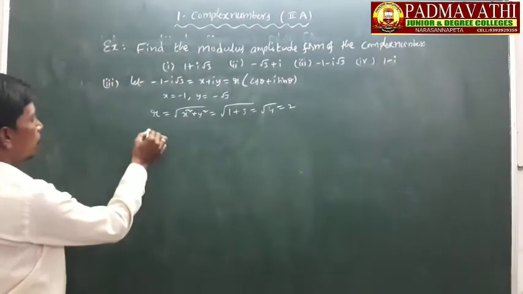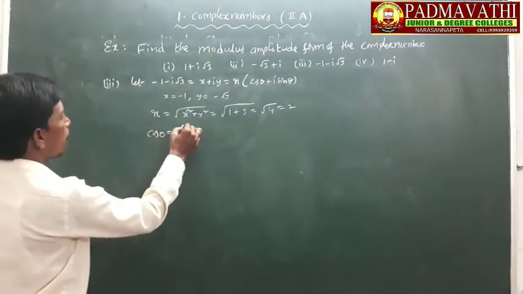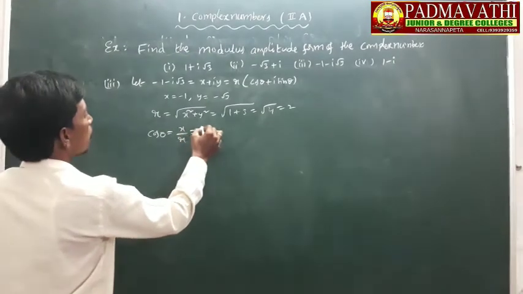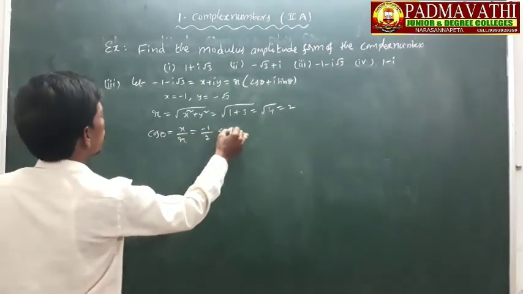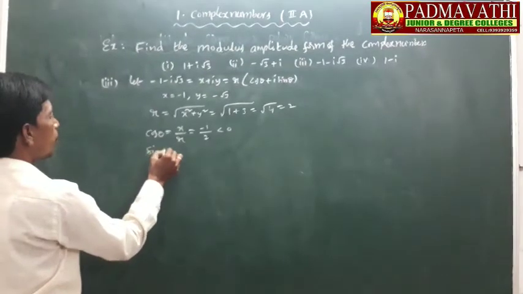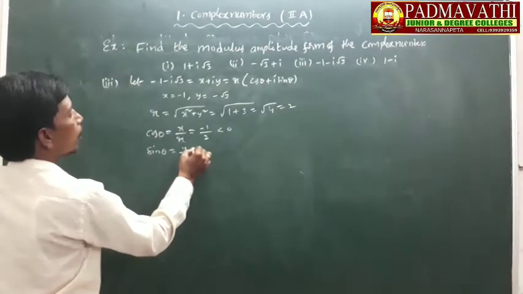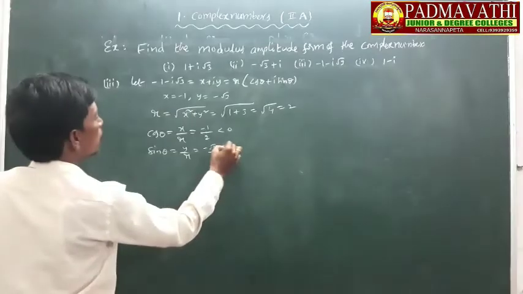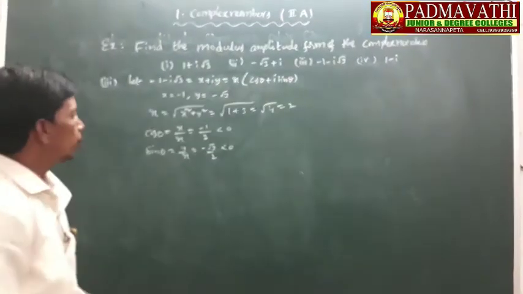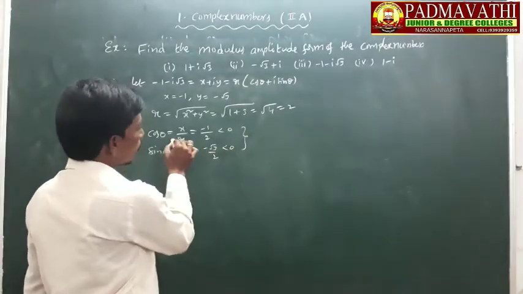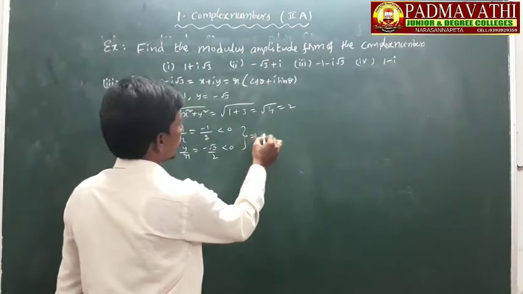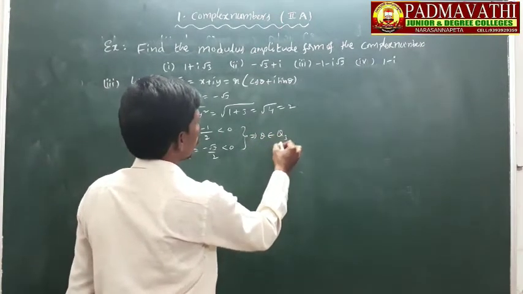Similarly, cos theta equals x by r. So that is minus 1 by 2, which is negative. Sin theta equals y by r. That is minus root 3 by 2, which is negative. So these two, cos negative, sin negative, the theta belongs to Q3.